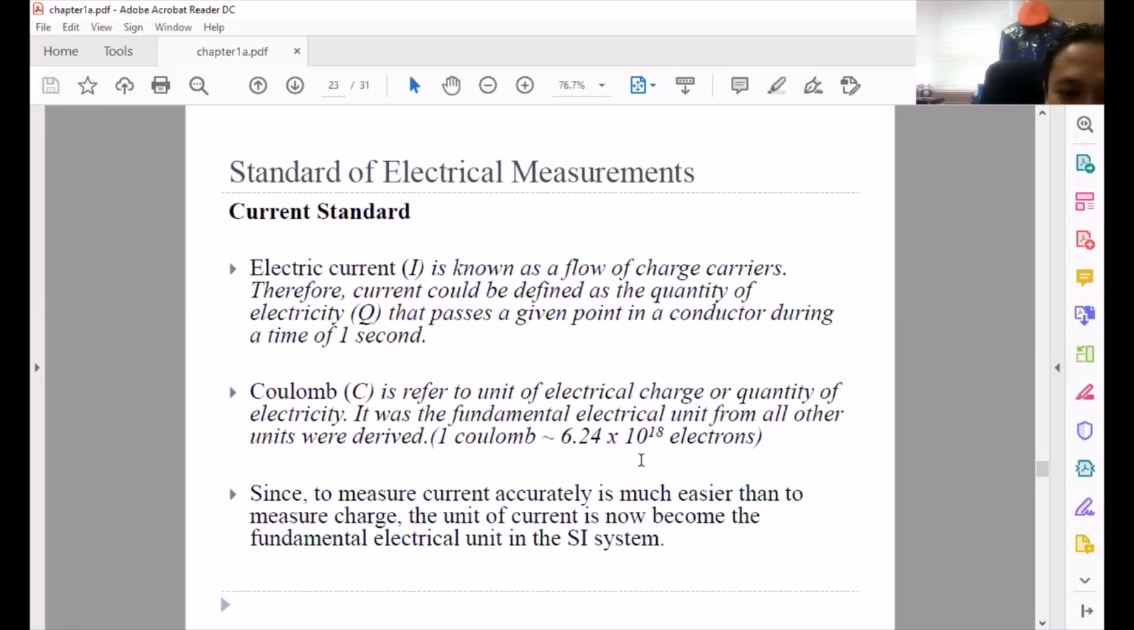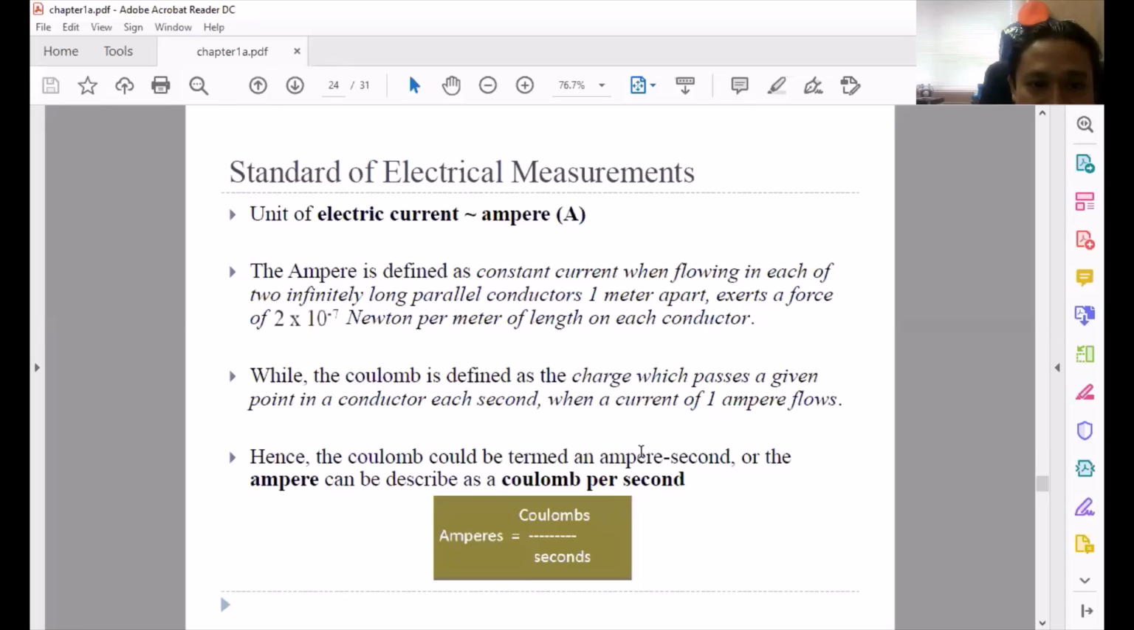So this is what we call the current standard. We don't need to explain the detail here; this is just fundamental. The current comes from coulomb divided by time. This means the ampere can be described as the coulomb per second. This is for the current standard.